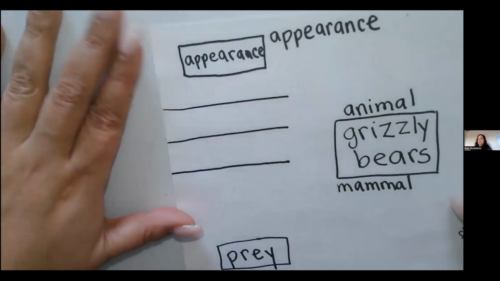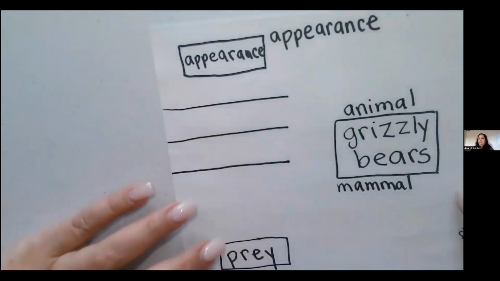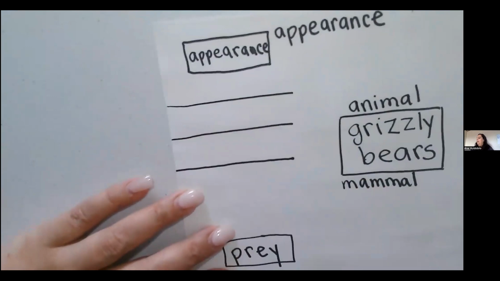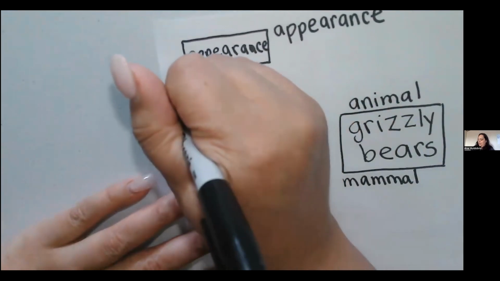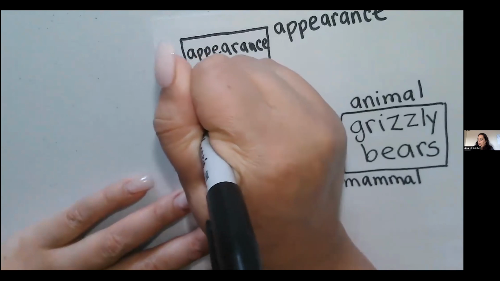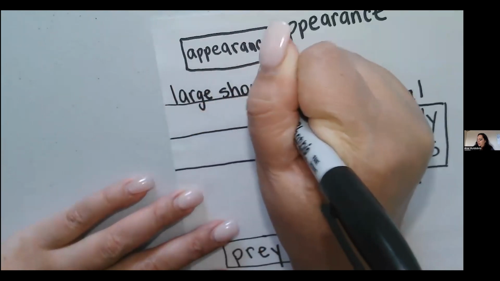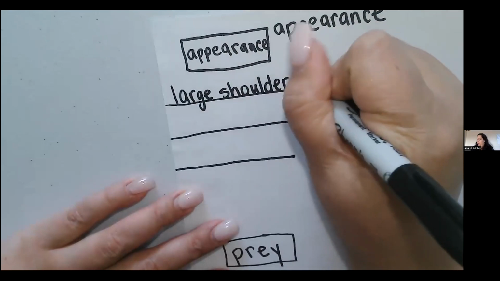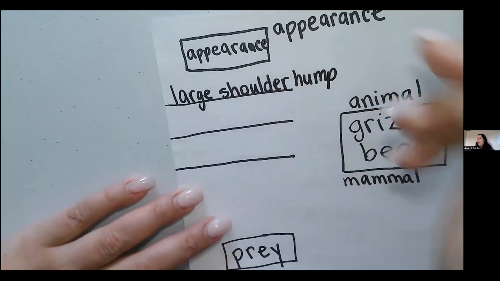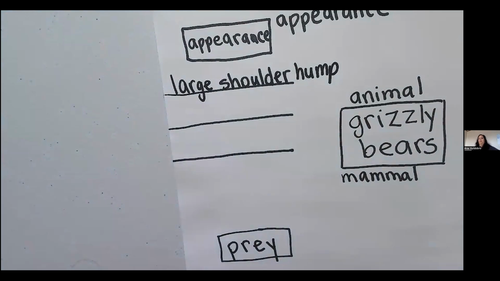All right, so I was looking at the different pictures and reading different things about grizzly bears, and I saw that they have a large shoulder hump, like a big mass on their back. They have a large shoulder hump, and it helps them when they dig. And so let me find a little picture.